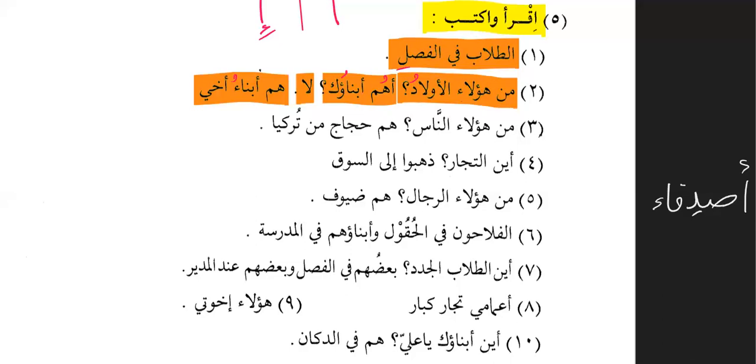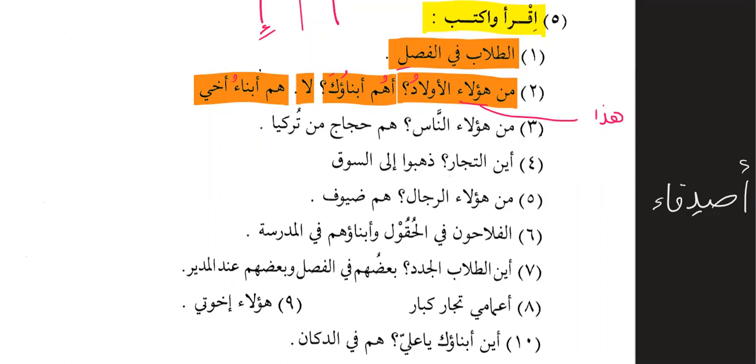إسماعيل، هؤلاء is the plural for what? This. You don't have to say هذا. Yeah. نعم. An أولاد. Boy. In Arabic, please. ولد. So, من هؤلاء الأولاد؟ What does it mean? Who are these boys? نعم. أهم أبناؤك؟ Are they your sons? لا، هم أبناء أخي. No, they are my brother's sons.